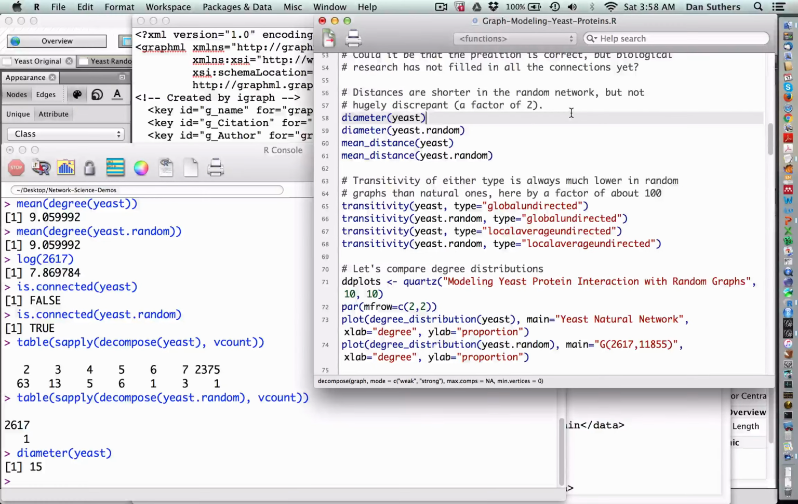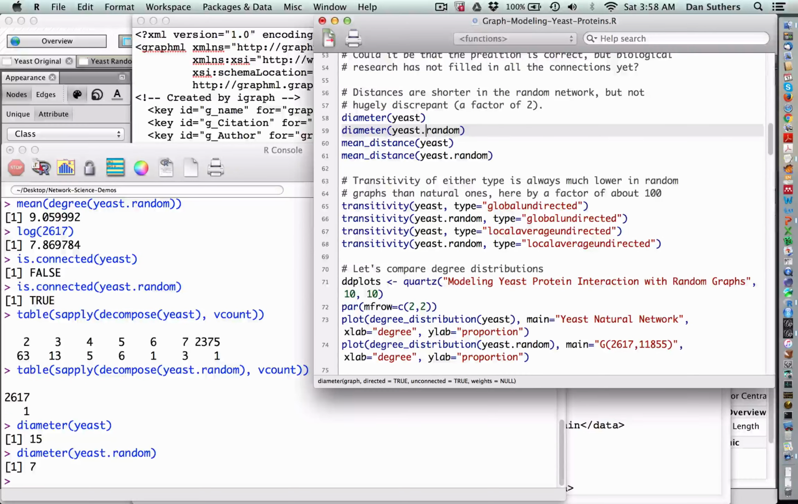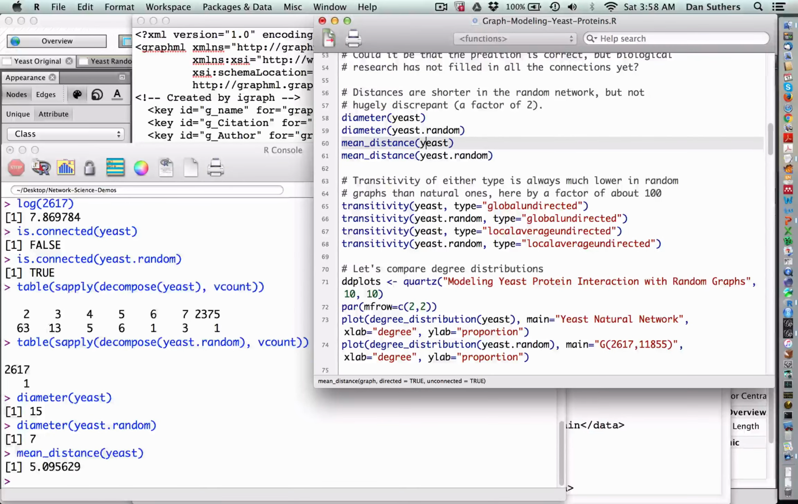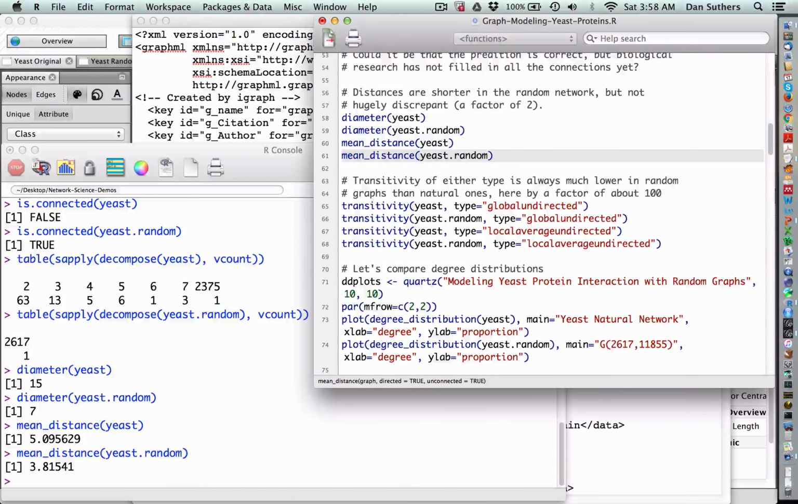Distances. Diameter of the yeast, the natural graph, is 15. Diameter of the random graph is about half. Similar for average distance. So they're not the same. That's not a huge discrepancy. It's not way off, but they're not the same.